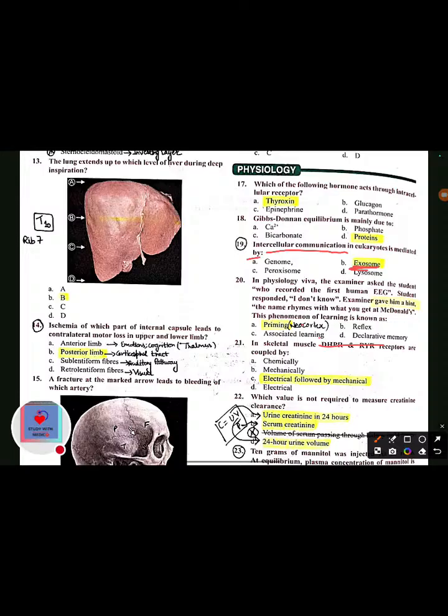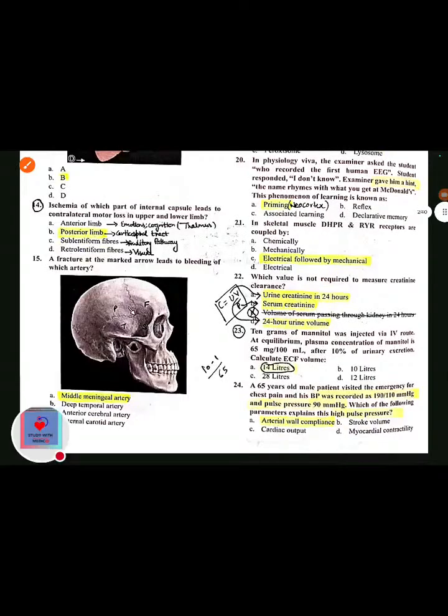To get at McDonald's burger. So the first human EEG is burger. Okay. Its skeletal muscle, DHPR and RyR receptors are coupled by electrical followed by mechanical.